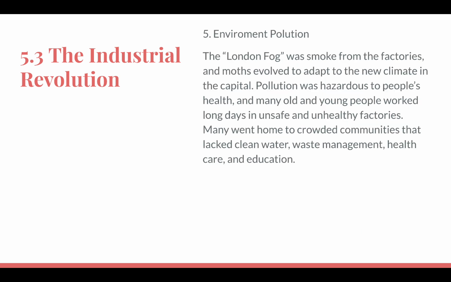The Industrial Revolution brought a series of environmental pollution. The so-called London fog was smoke from factories, and moths evolved to adapt to the new climate in Britain. Pollution was hazardous to people's health, and many old and young people worked long days in unsafe and unhealthy factories. Many went home to crowded communities, lacking clean water, waste management, healthcare, and education. So during the Industrial Revolution, people's lifespan was even shorter than before the Industrial Revolution.